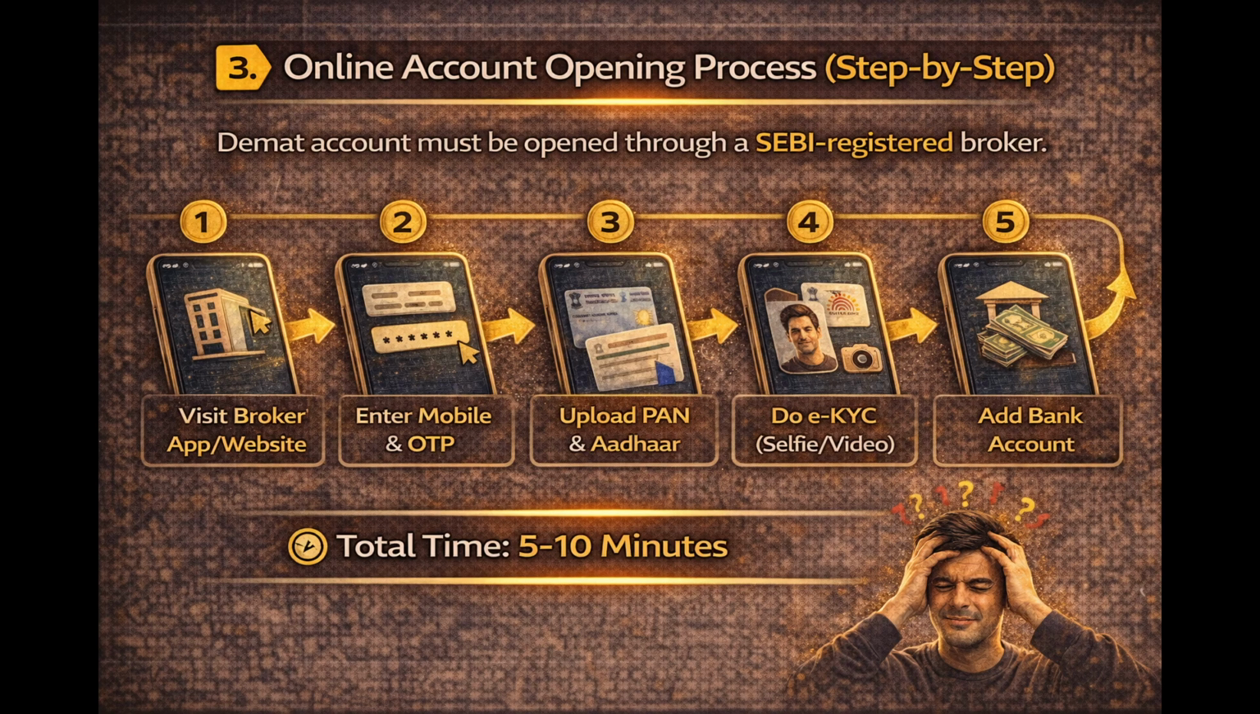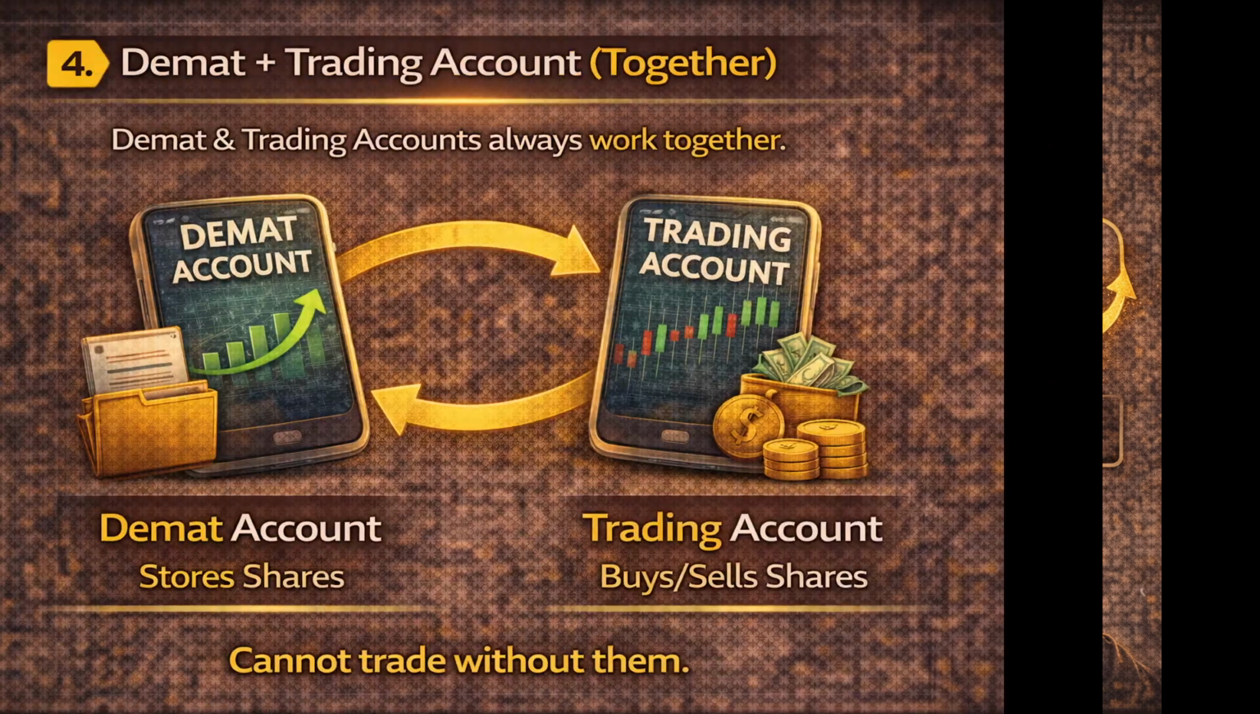Let us understand the online account opening process step by step in this section. First step is visit the broker's application or website. Second, enter your mobile number and complete your registration by verifying with your OTP. Third step, upload your PAN and Aadhaar details. Fourth, do eKYC by video verification. Fifth, add your bank account details. That's it. Your Demat account opening process is completed.